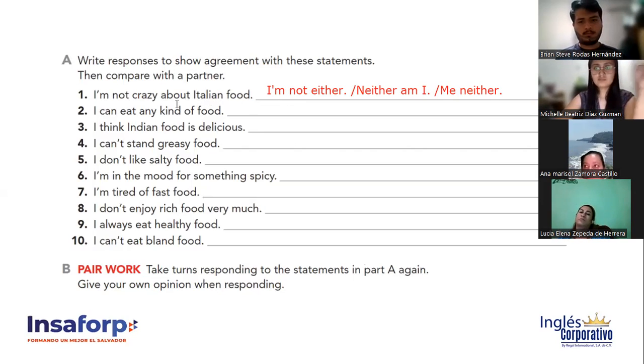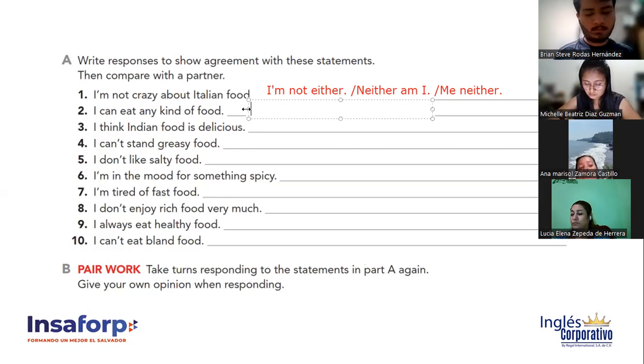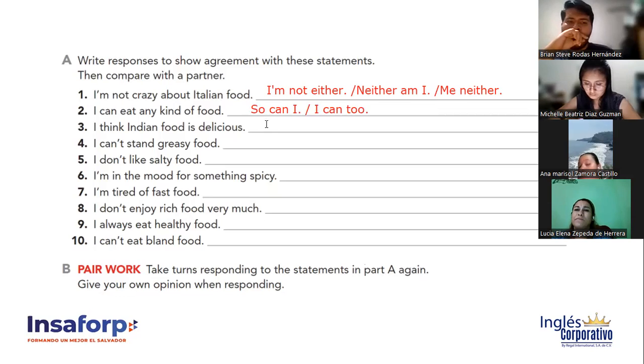Para dar la respuesta aquí, yo puedo decir I'm not crazy about Italian food, but I am. Pero como aquí nos dice que la respuesta tiene que ser de acuerdo con lo que me está diciendo la otra persona. Entonces, en este number two, I can eat any kind of food. What is the answer? So can I. Exactly. So can I, or I can too. Exactly.